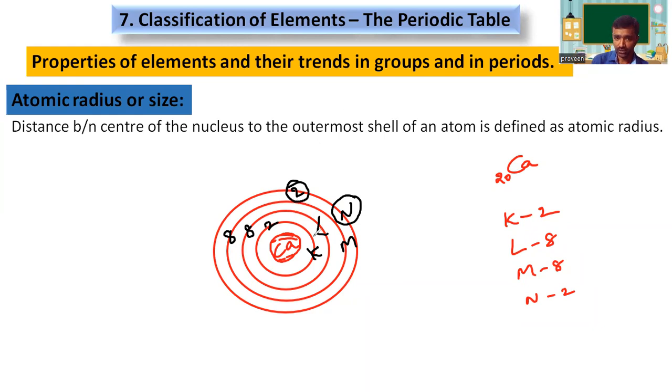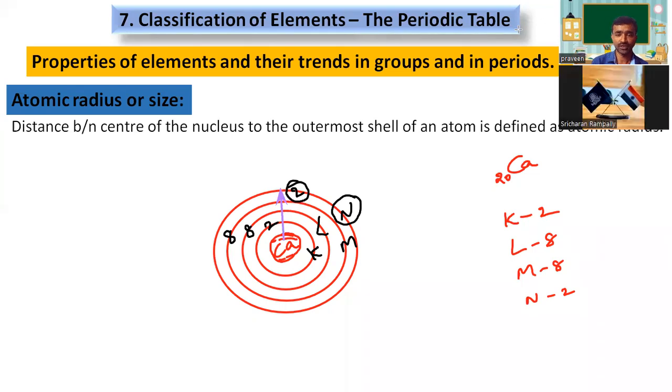So here you measure the distance from the nucleus to the outermost shell. Which is the outermost shell? It is the N shell. This distance is called atomic radius. The distance from the nucleus to the valence shell, the outermost shell, is the atomic radius. So are you clear about this? How do you measure the atomic radius? What is called atomic radius? Is it clear?